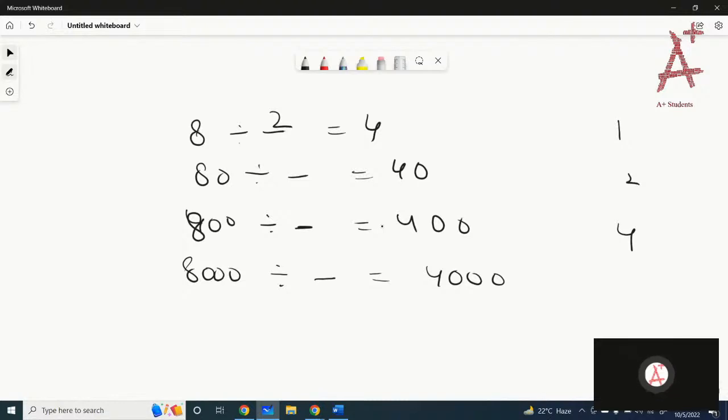8 divided by 2 is 4. Got it? Then 80 by 2 is 40, 800 by 2 is 400, and 8,000 by 2 is 4,000. Got it? So the correct option is 2. Select the correct option and click on the OK button.